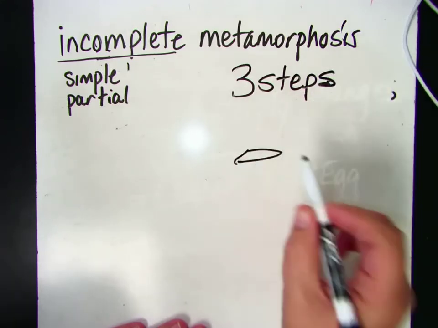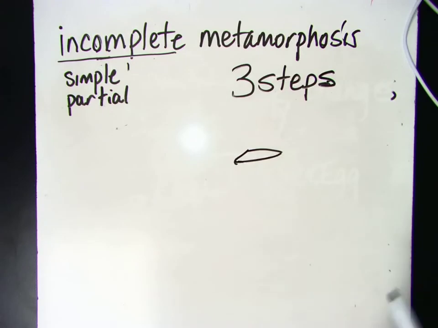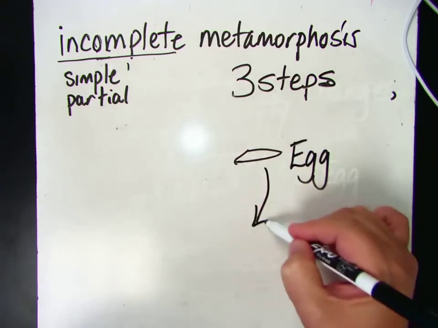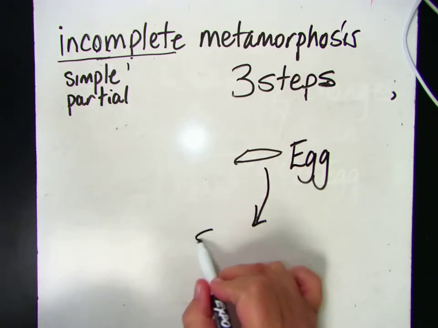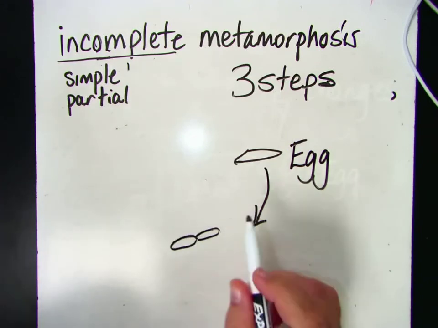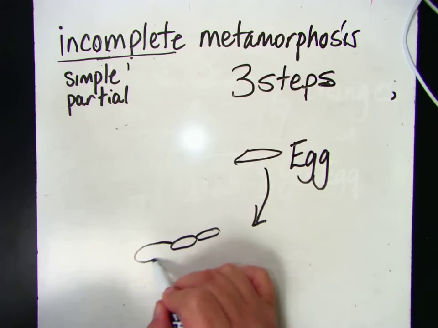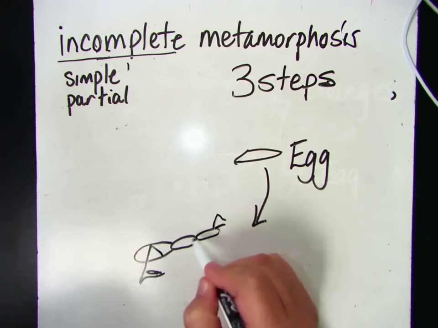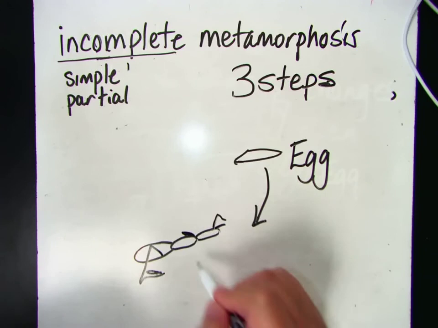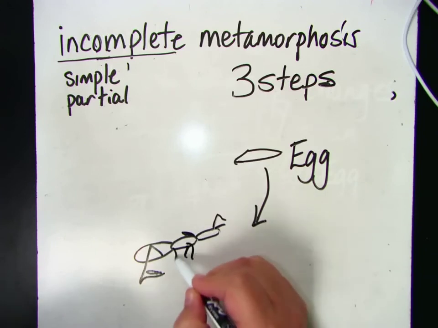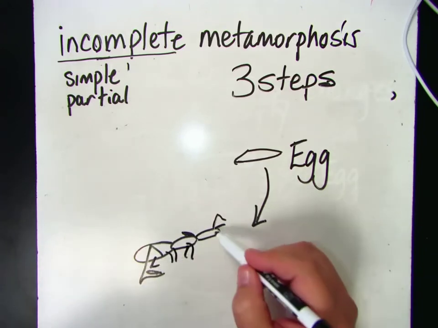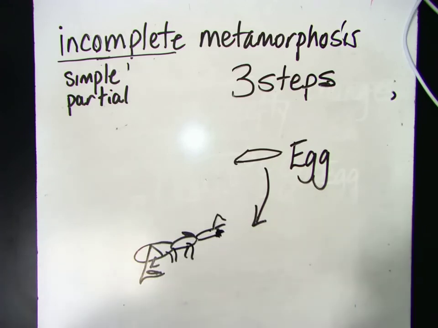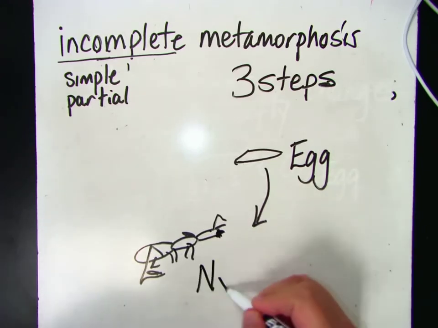And I'll use like a cricket or a praying mantis to show you this, okay? So we have an egg, and the egg hatches, and out comes a little mini version of the adult, okay? Let's see, it's my little praying mantis, and he's got tiny little parts on him that sort of look like the adult version, but not quite. He's got little jaws there. Okay, and this stage is called the nymph.